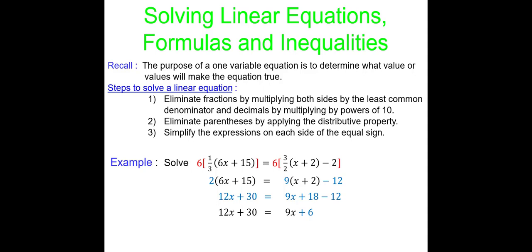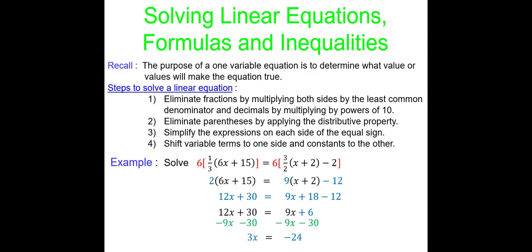Now at this step, we're simply going to be shifting variable terms over to one side and the constant terms over to the other. So notice that subtracting 9x from both sides is going to give us 3x on the left, and subtracting 30 from both sides is going to give me -24 on the right. So we could see that the x is canceled on the right side, and the constants canceled on the left side. And at this point, we simply divide by 3, and we get our final result of x equals -8.